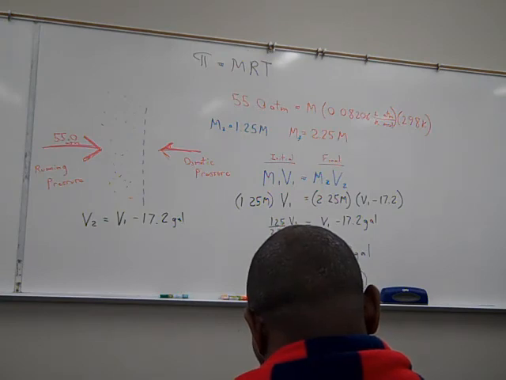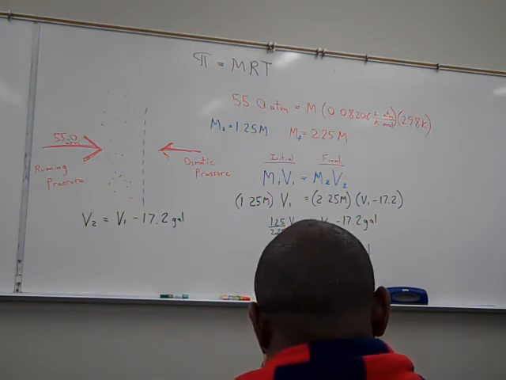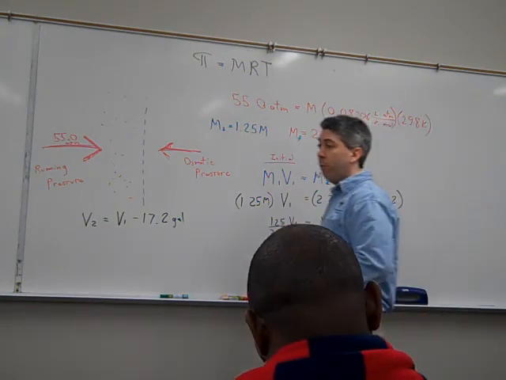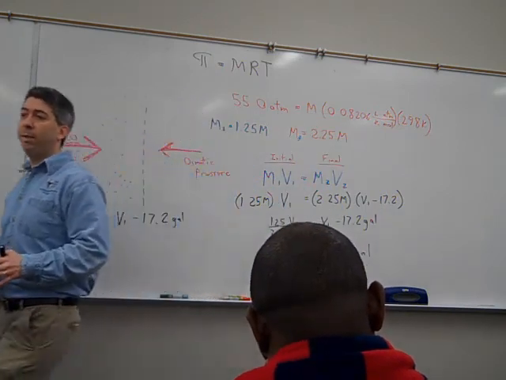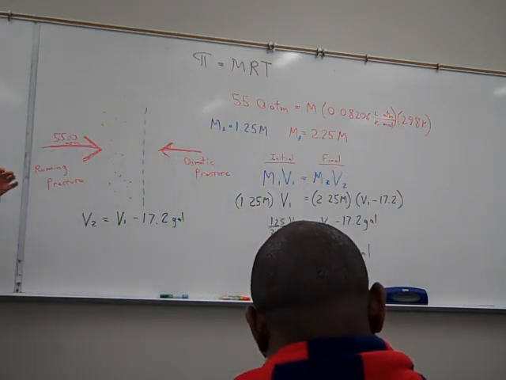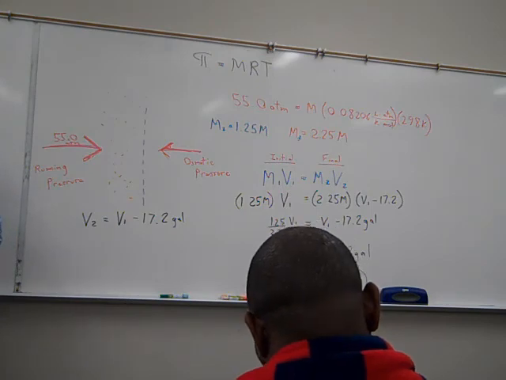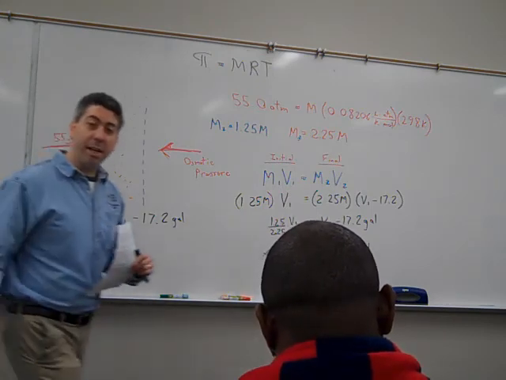Cool. So that's how these colligative properties problems work. They can be a little tricky, they can be a little bit complicated and multi-step, but if you break it down piece by piece, you'll be able to handle it. All right? Any questions over that?